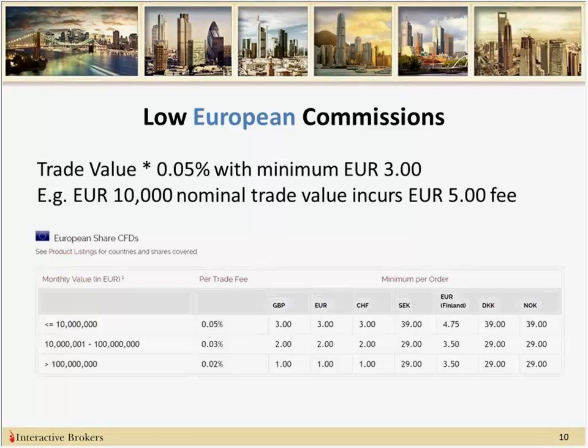Customers trading larger volumes might benefit from our sliding scale fee structure. The initial breakpoint comes in at volumes above €10 million per month, on which fees are 0.03%, while volumes above €100 million monthly pay 0.02% of trade value, subject to a minimum charge of a single euro per transaction.